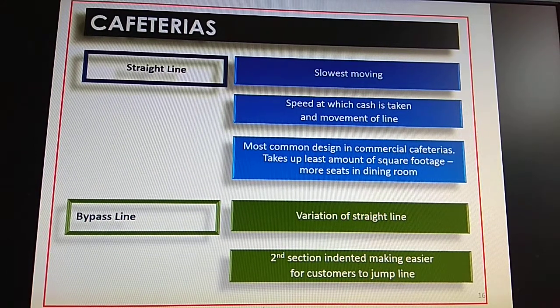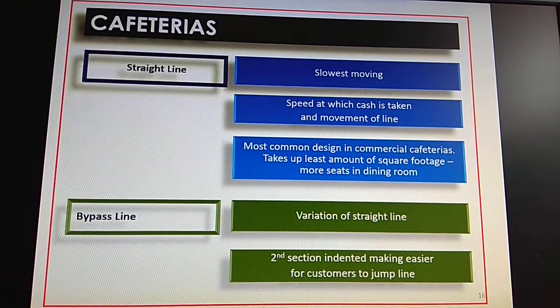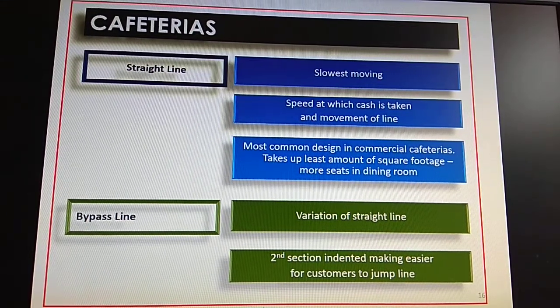But then for bypass line, in order to solve that particular problem, we have a bypass line. A bypass line means the second section is indented, making it easier for customers to jump line, just in case you are only going for the drinks. So you are not going for the appetizers, the soups, the main course, and the dessert. You can just go for the beverages, and then immediately go to the payment counter. So that is what we refer to as a bypass line.